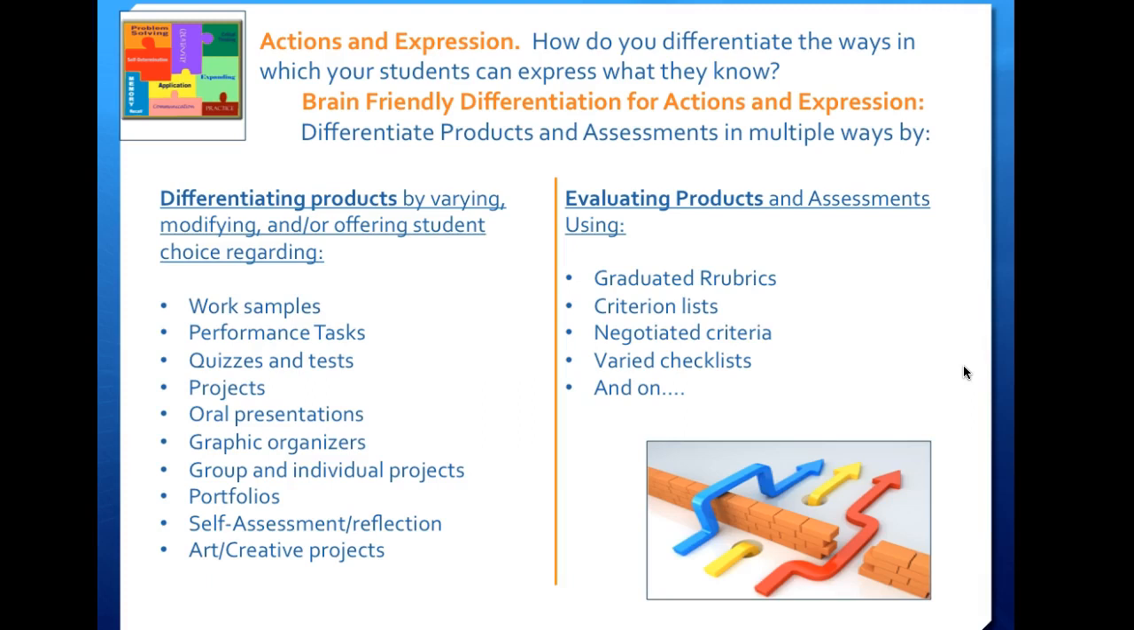Evaluating products and assessments. This is something very important, particularly with ESSA, Every Student Succeeds Act. The assessments need to be adapted to the students' skills and abilities. So you have graduated rubrics with only one R, not two. Provide criterion lists. You negotiate criteria with some students. If they can't do everything, what parts can they do? Vary checklists and so on. So your assessments need to be as varied as your method of instruction.